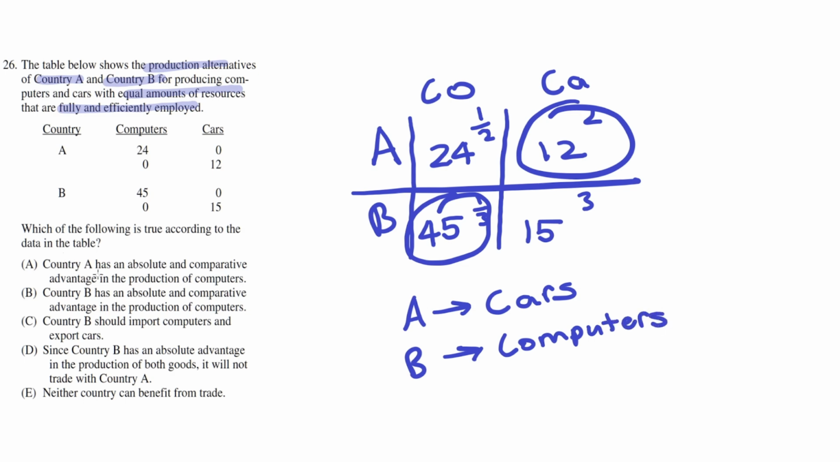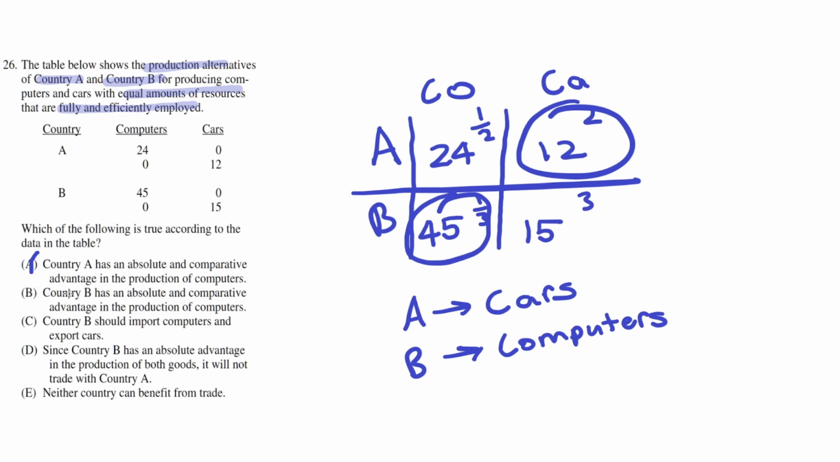So, option choice A says country A has an absolute and comparative advantage in the production of computers. This is incorrect because we saw earlier that country B has the absolute advantage in the production of both, and country A has comparative advantage in production of cars, not computers. So A can be eliminated.